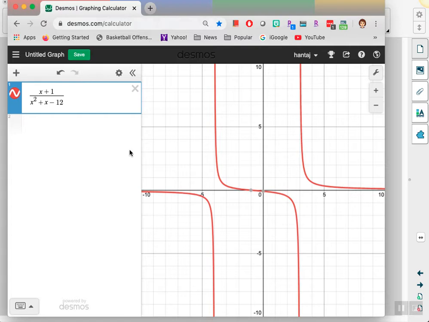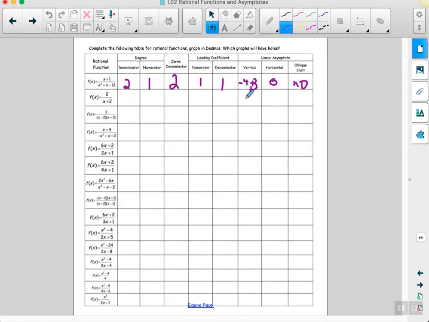All right, so I went and opened Desmos and I graphed x plus 1 over x squared plus x minus 12. And we can see we have a vertical asymptote here at x equals negative 4. We have a vertical asymptote at x equals positive 3. And we do have a horizontal asymptote at y equals 0. So coming back over to here, I didn't have enough room to squeeze this in, but I should have written x equals negative 4. I suppose maybe I can squeeze the y in here. There's a horizontal asymptote at y equals 0, and there is no oblique asymptote.